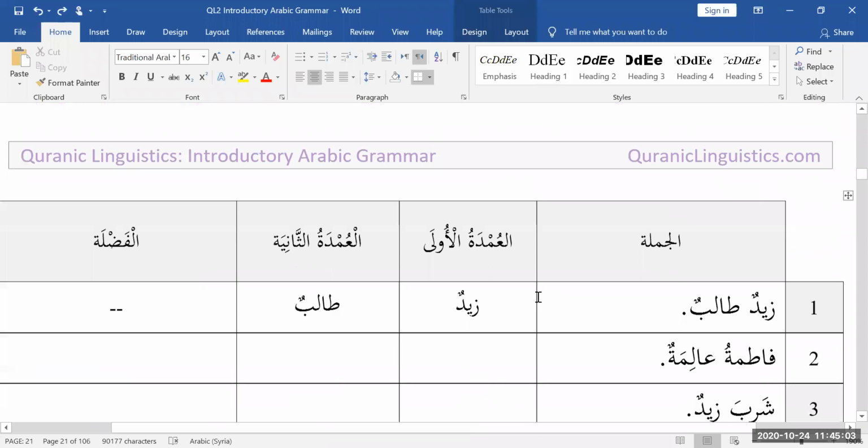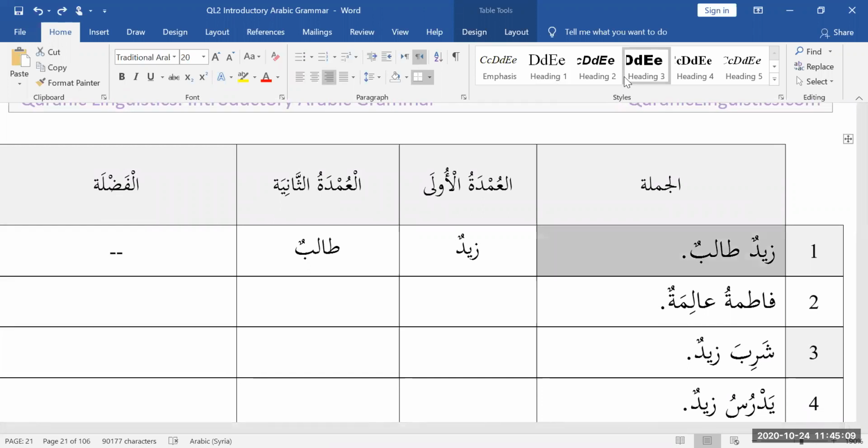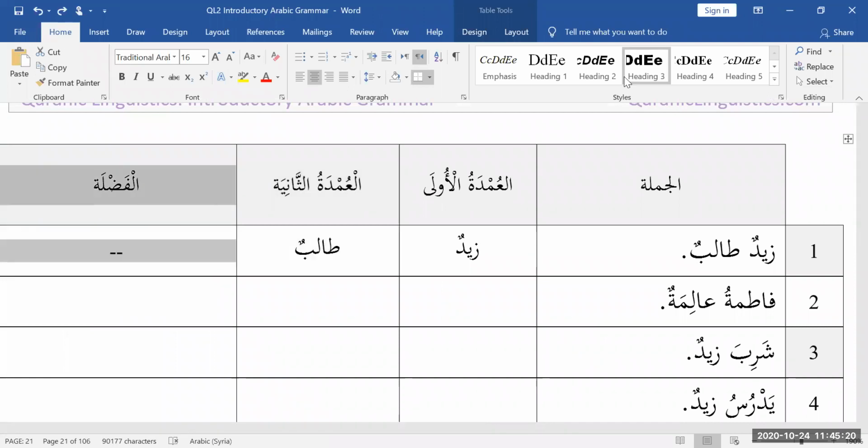Here's an exercise that must be completed. And then there's a quiz after that. The first one has been done for you. Zaydun talibun. Al-umdatul ula, the first pillar. Al-umdatul thaniya, the second pillar, is talib. And al-fadla, in this sentence, there's no fadla.